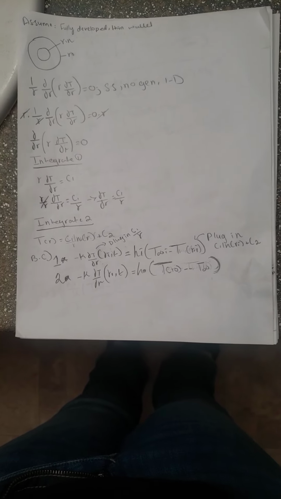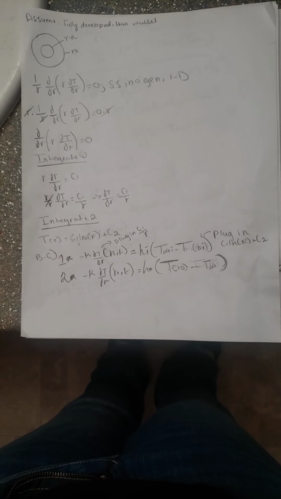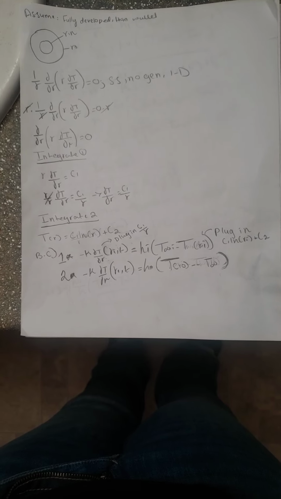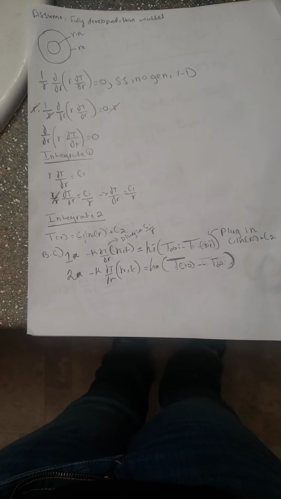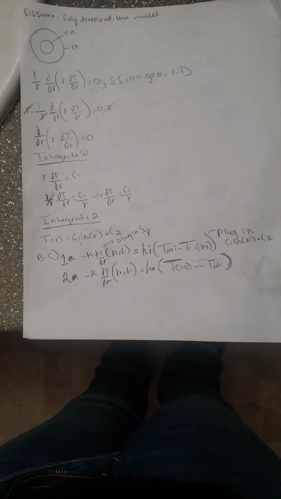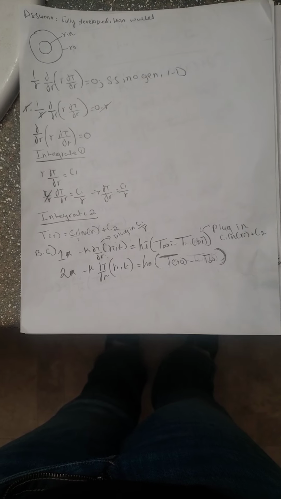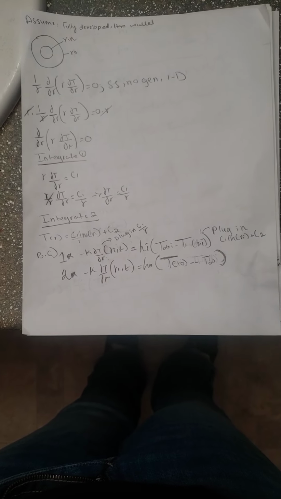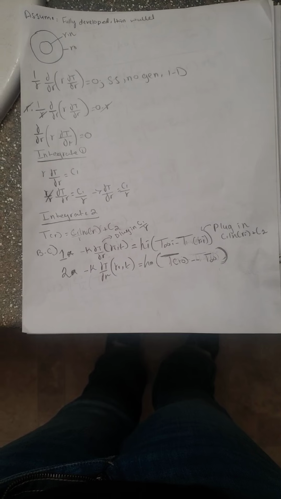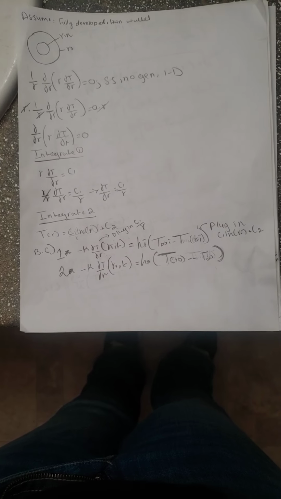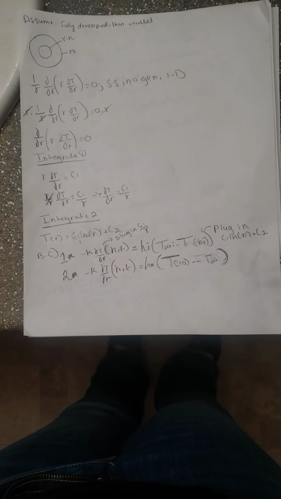I'm assuming fully developed flow and that the pipe walls are thin. Solving this cylindrical conduction equation, it is at steady state, there is no generation, and it's 1D. To solve it, we integrate once to get C1 and integrate again to get C2. There are two boundary conditions: convection at our inner and convection at our outer.